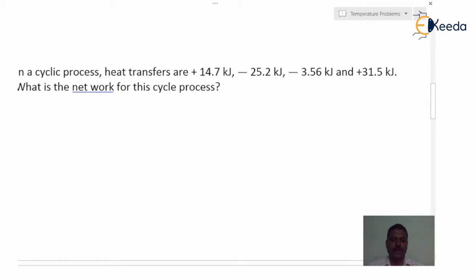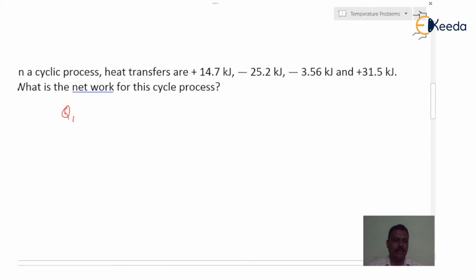Let us take another problem. In a cyclic process, the heat transfers are plus 14 kilojoules, minus 25.2 kilojoules, minus 3.56 kilojoules and 31.5 kilojoules. What is the net work done for this cyclic process, or cycle process?